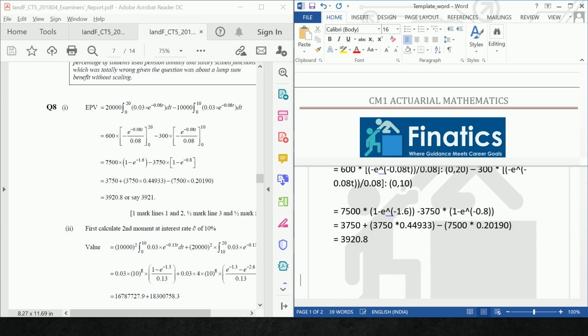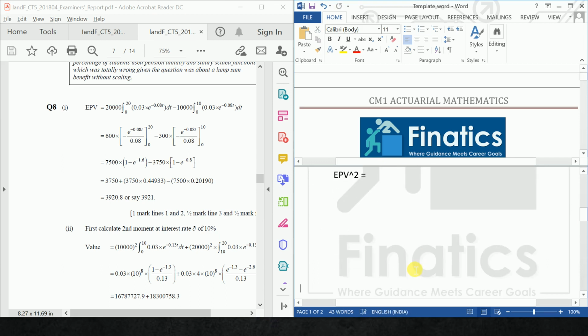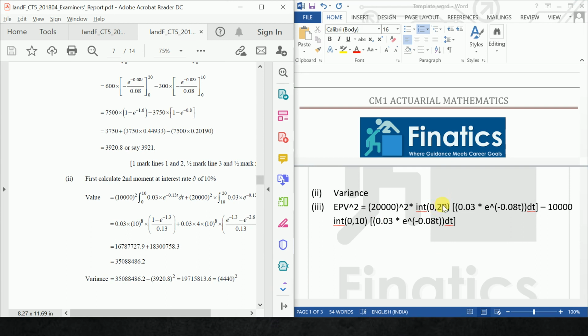The next part says variance, so we will now calculate part 2. For variance, we first need to calculate EPV square. For EPV square, we'll just need to modify some things in this equation. So copy this equation, that makes the work easier for you. Paste it. Now this will become square. So again, you don't have to write the entire thing: 20,000 square, integration 0 to 20. For the first case it is 0 to 10 here, and 0.03 into e to the power minus 0.13t dt.